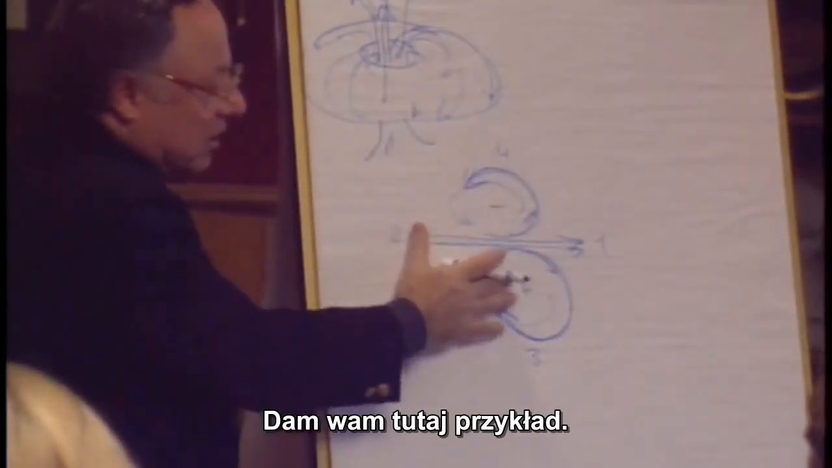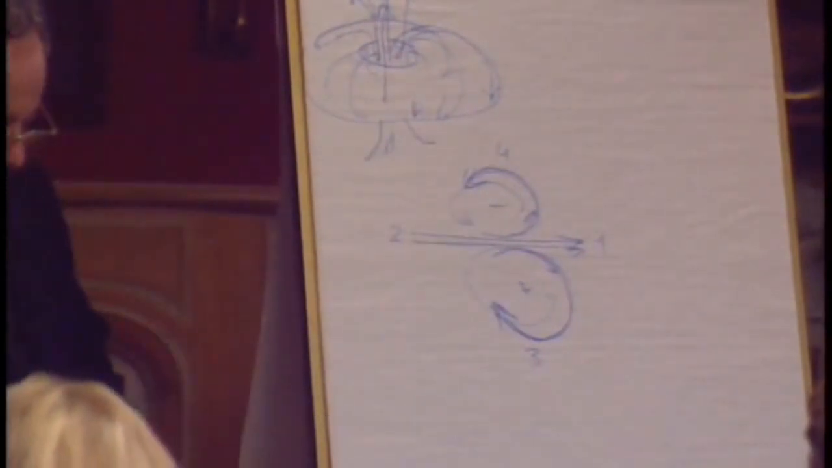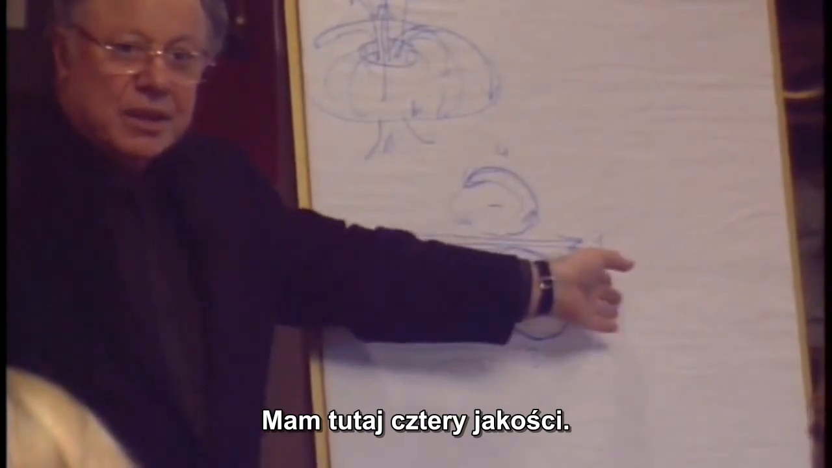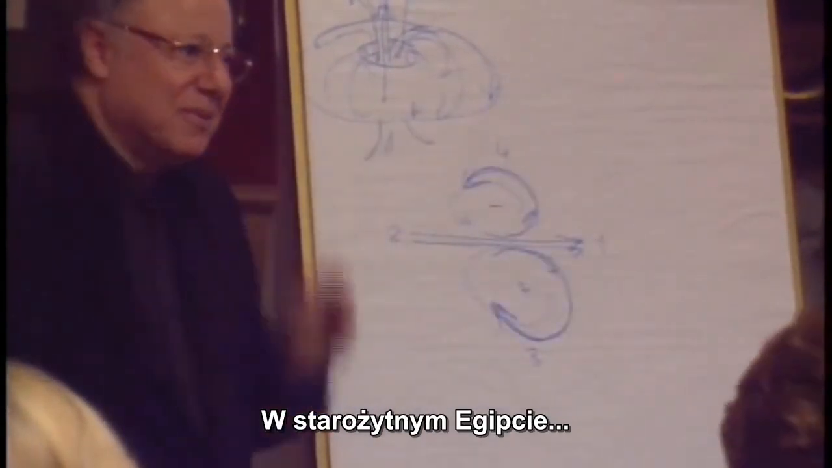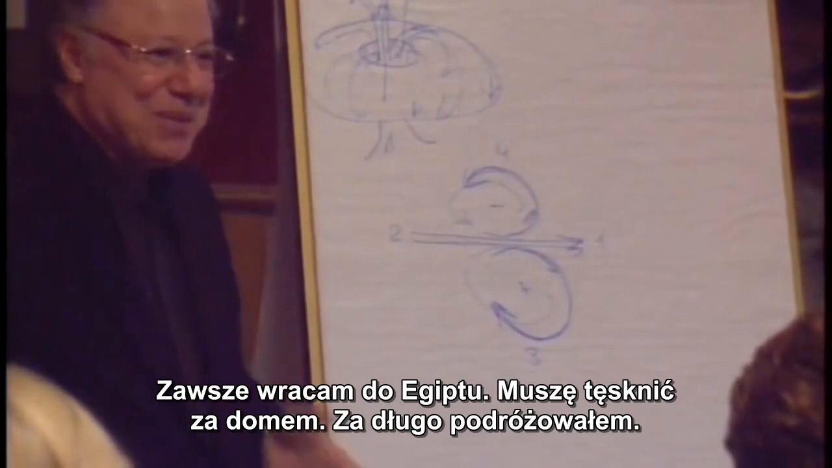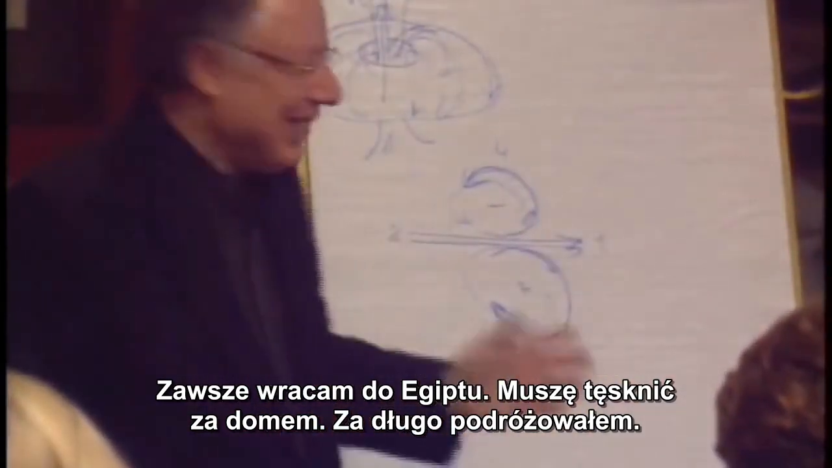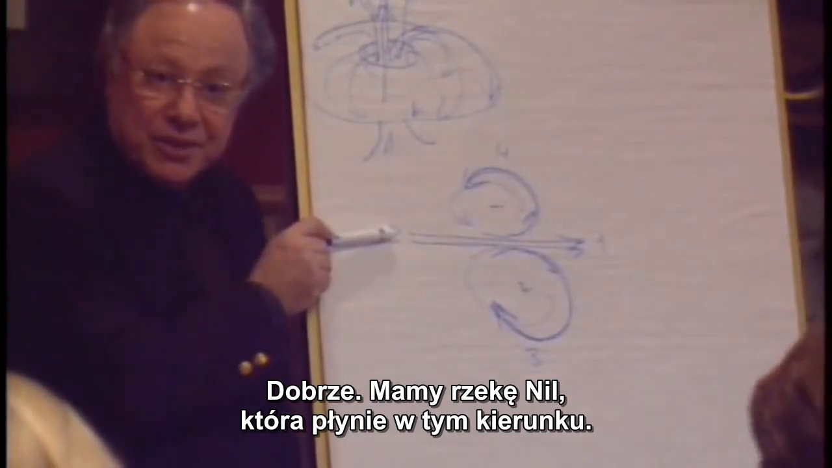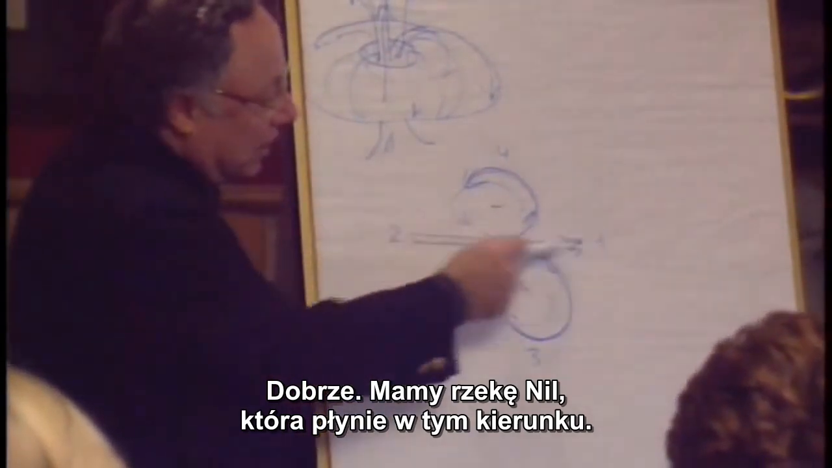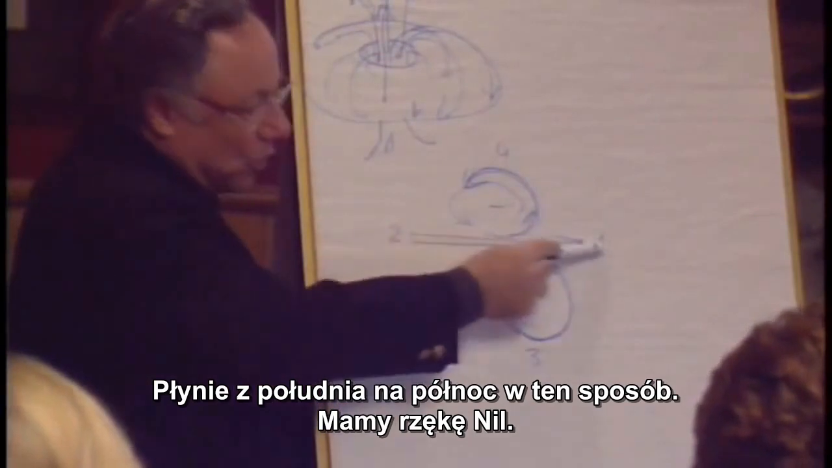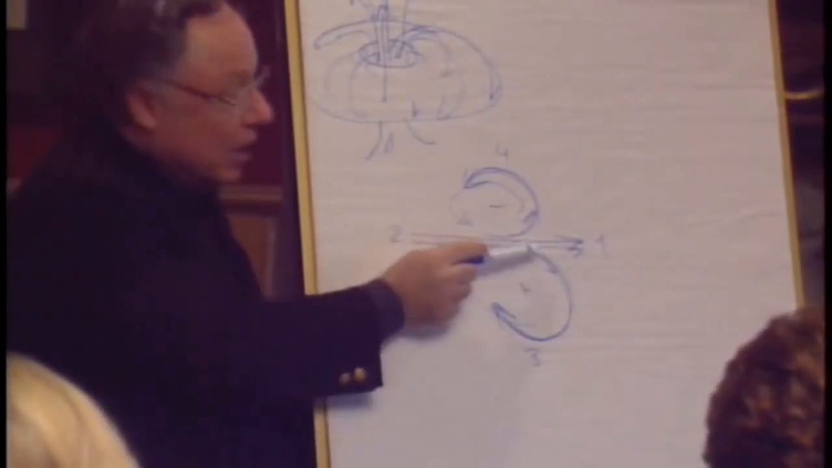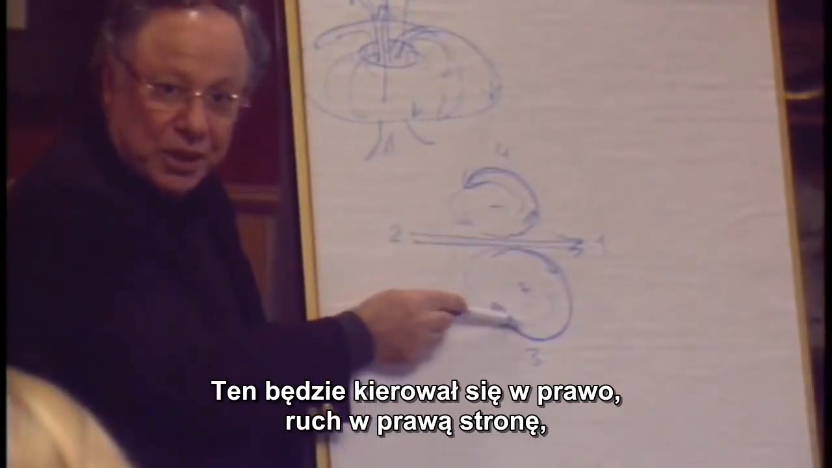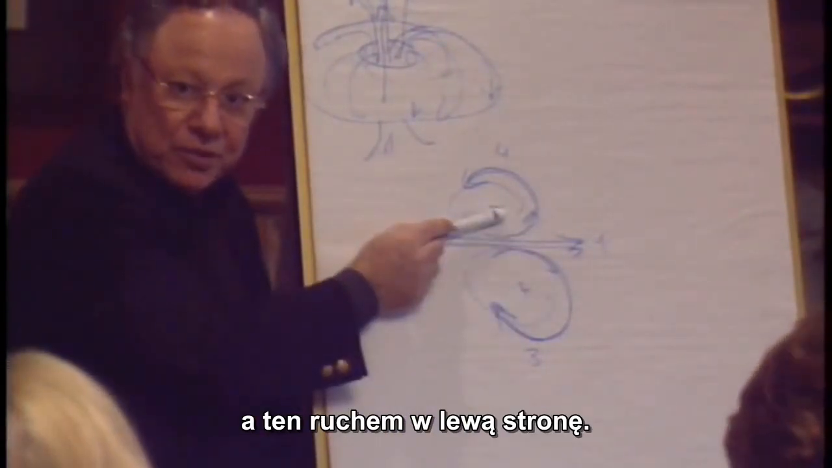Now, I'll give you an example here. I have 4 qualities here. Now, in ancient Egypt, I always go back to Egypt, huh? I must be homesick. I've been too long traveling around. Okay. We have the Nile River that flows this way, going from south to north like that. In any flow, this would be to the right of the flow, and this would be to the left of the flow.